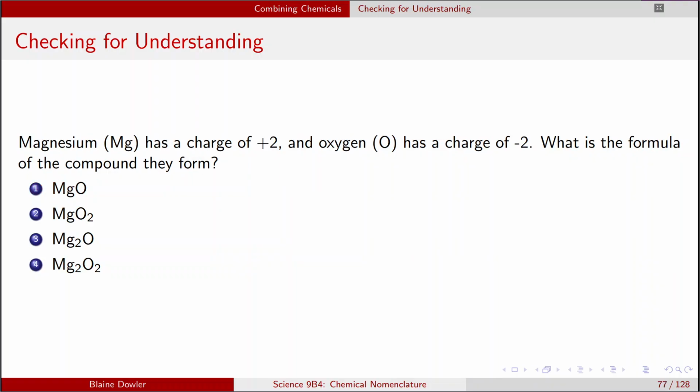Magnesium has a charge of +2 and oxygen has a charge of -2. What is the formula for the compound they form? MgO, MgO2, Mg2O, Mg2O2. Pause now if you need more time. The answer is MgO. They balance each other 1 to 1. Again, Mg2O2 is a little too large. We use the minimum ratio that works for ionic compounds.